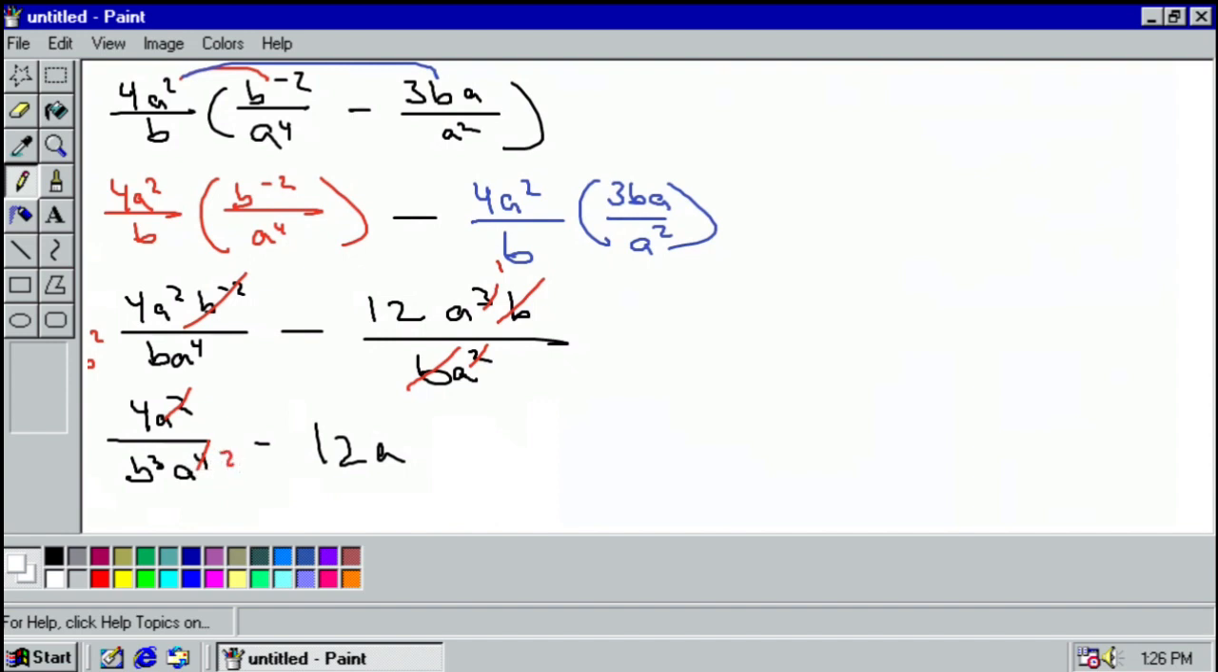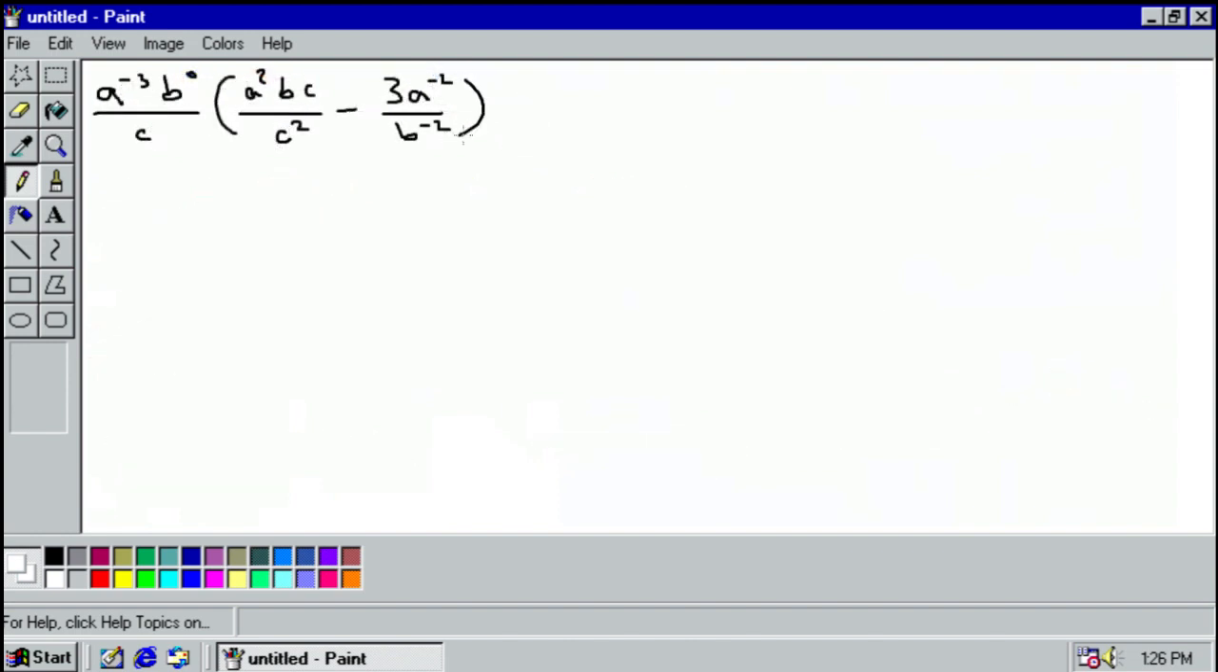So our final answer for this part is 4 over b cubed minus a squared minus 12a. That is the final answer. Okay, we have this part. You can try it if you want to.